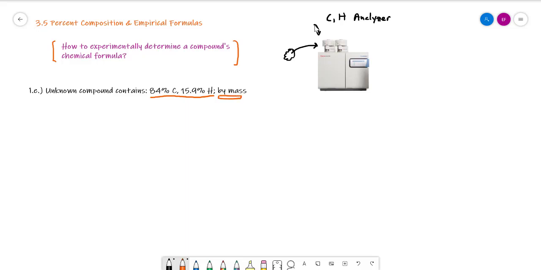And so we need to take this information given to us by this instrument, the CH Analyzer, and convert that into a molecular formula. And so hopefully you're saying, well, I can't simply say that this thing is carbon 84, hydrogen 15.9. Why can't I say that? Think about this, pause the video for a second and ask why that does not make sense.